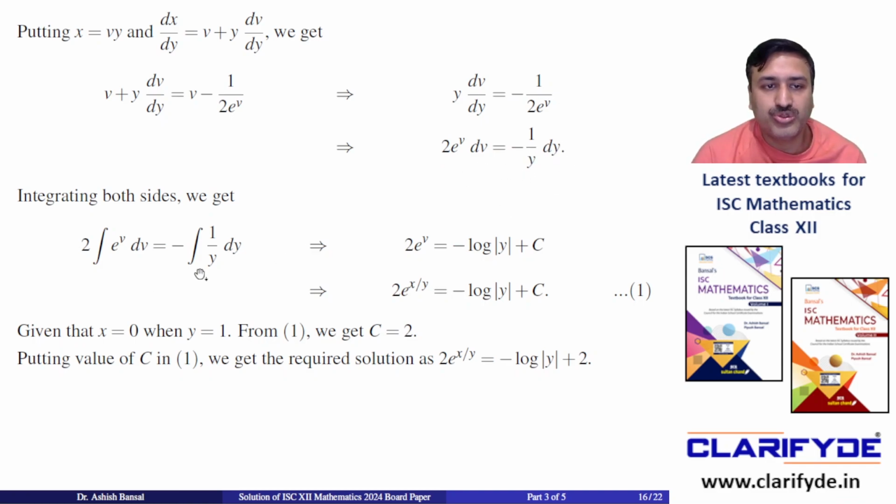Now integrating both the sides and then substituting v as x by y again, we get this expression. Now given condition is x equal to 0 when y equal to 1. So we put x equal to 0, y equal to 1 in this first equation to get c as 2. We substitute the value of c again in the first to get the required solution of the differential equation.